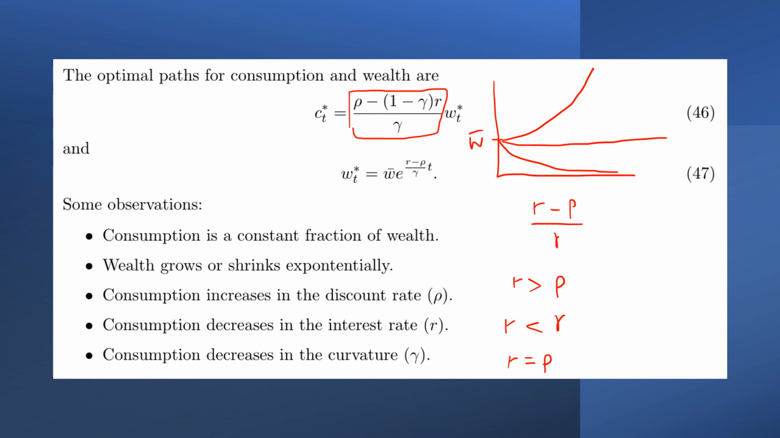Now recall that r and rho are the interest rate and the discount rate. If the interest rate is greater than the discount rate, wealth will increase. It's because interest is so large that we have an incentive to save. On the other hand, if rho is very large, we are very impatient. We discount future events a lot, which means that the interest rate we receive on saving is not enough to make us want to save more. We want to consume now instead. Finally, notice that consumption decreases in the curvature gamma.